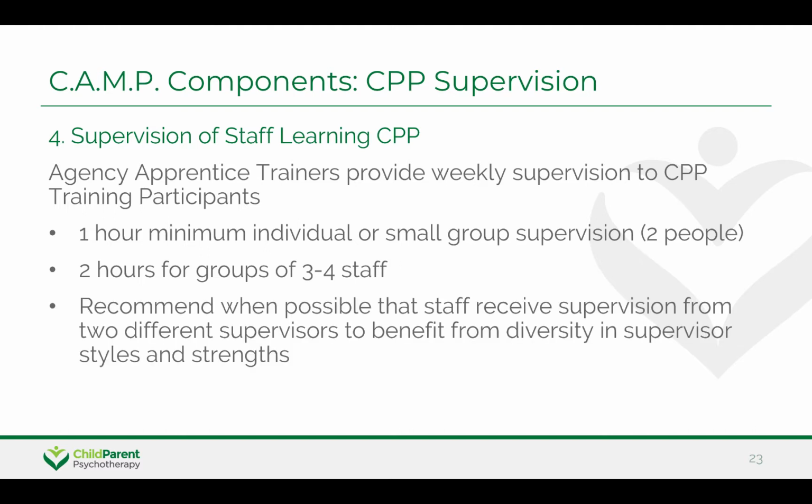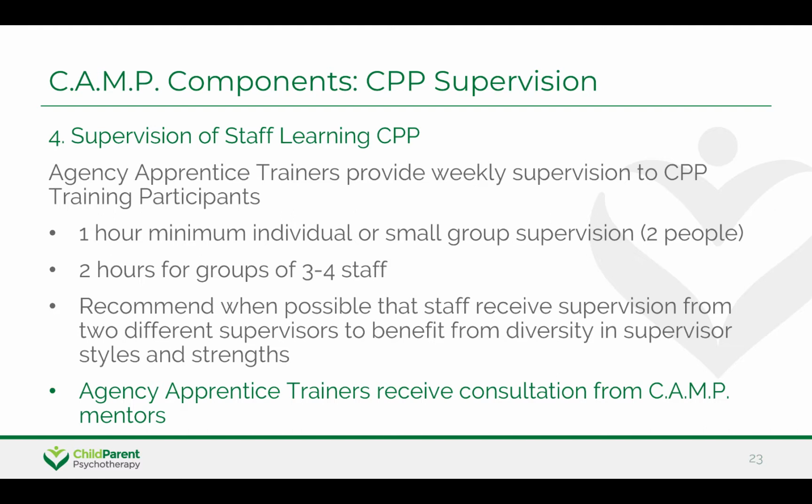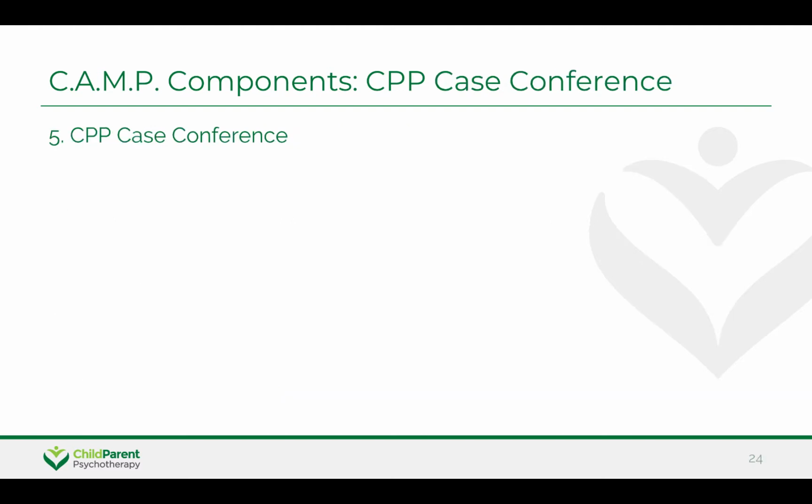Whenever possible, it is recommended that staff receive supervision from 2 different supervisors to benefit from diversity in supervision styles and potential differences in strengths related to CPP core competencies. During the course of the CPP training, the agency apprentice trainers receive twice-a-month consultation from C.A.M.P mentors on CPP supervision.